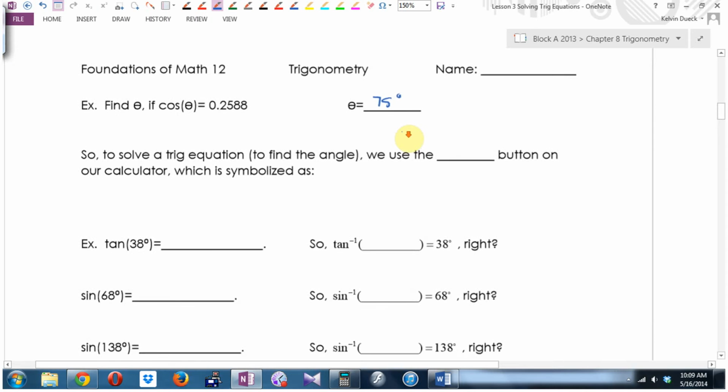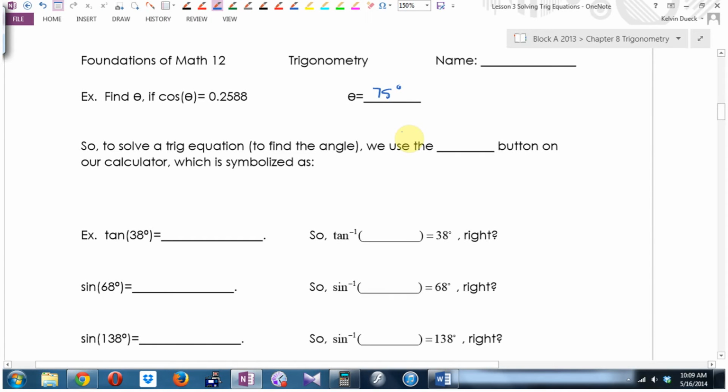So, to solve a trig equation, to find an angle if they give me the decimal portion, we use the shift or second function or inverse, whatever it's called. On the Casios, it's called shift, which is symbolized as sin⁻¹, cos⁻¹, or tan⁻¹. That's how we can write shift sine, shift cos, shift tan. Okay? That's much shorter than writing the word shift in front of your work every time, so we'll use that.